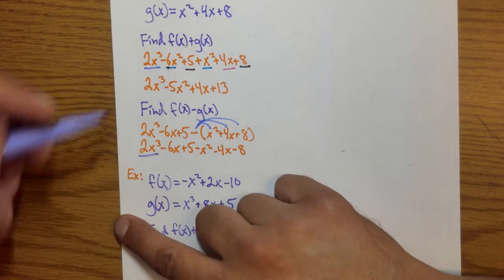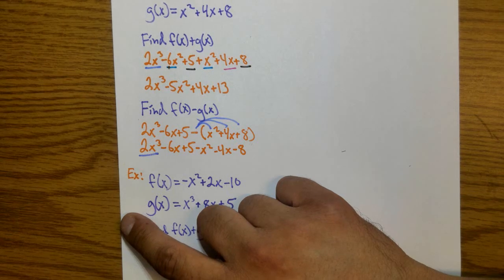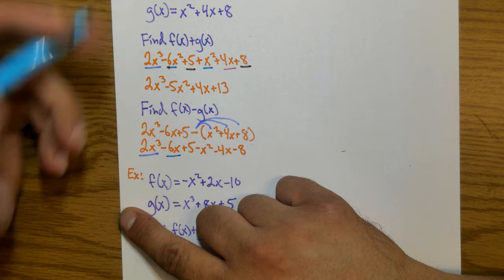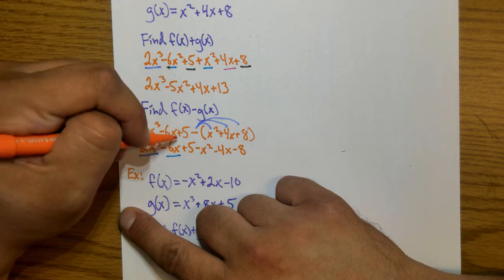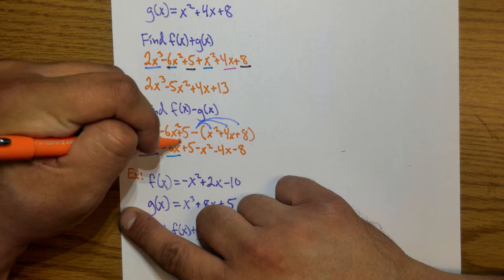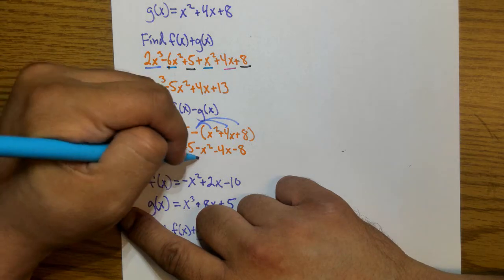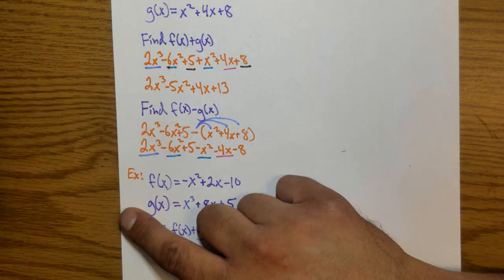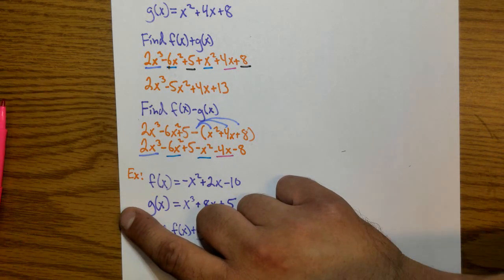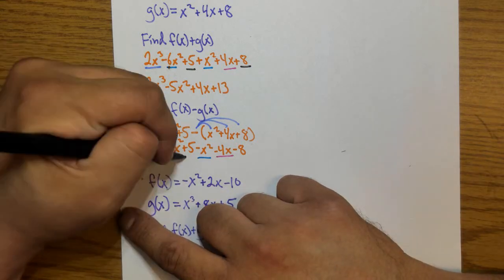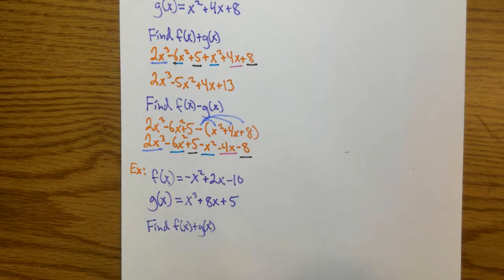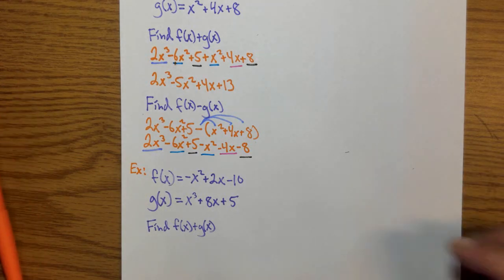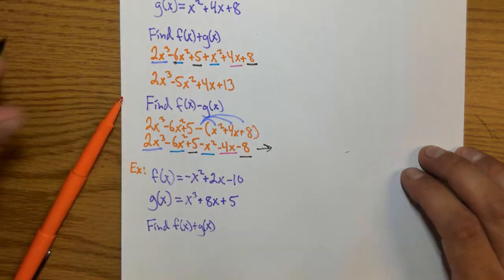So let's see here. Again, we only have one x cubed term. We have two x squared terms, I'm sorry. We have one x term, one linear term, and then we have two constants. So I'm going to write it out over here just because I'm running out of room.